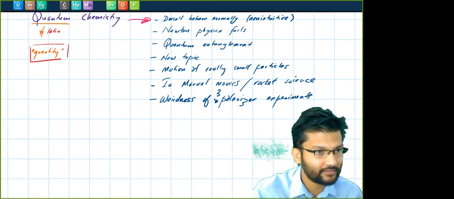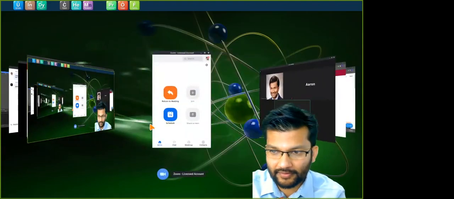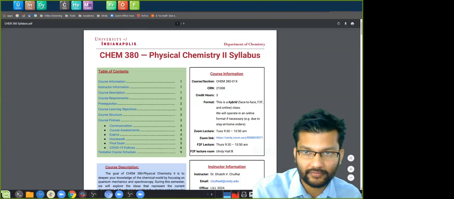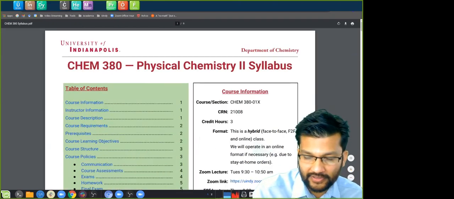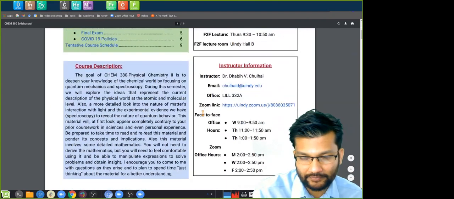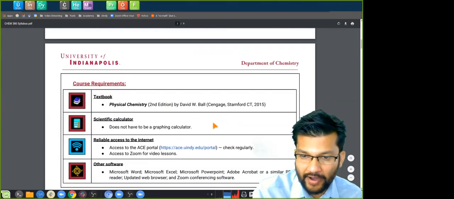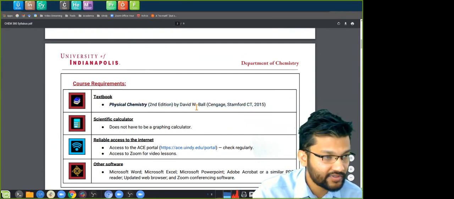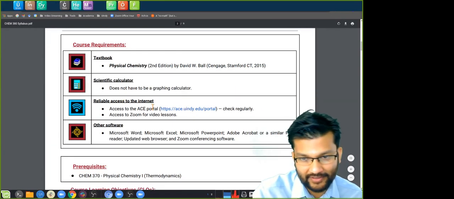All right, let's briefly go over the syllabus. Hopefully you've all seen it. Let me see if I have it here. Close, there we go. Most of you are probably seniors, so you don't need me to go over the syllabus with you. Just a few things though. Our textbook is PChem, second edition by David Ball. I was told that you used this for PChem 1, so you should all have it, which is great. You need a calculator, access to internet, all that good stuff.